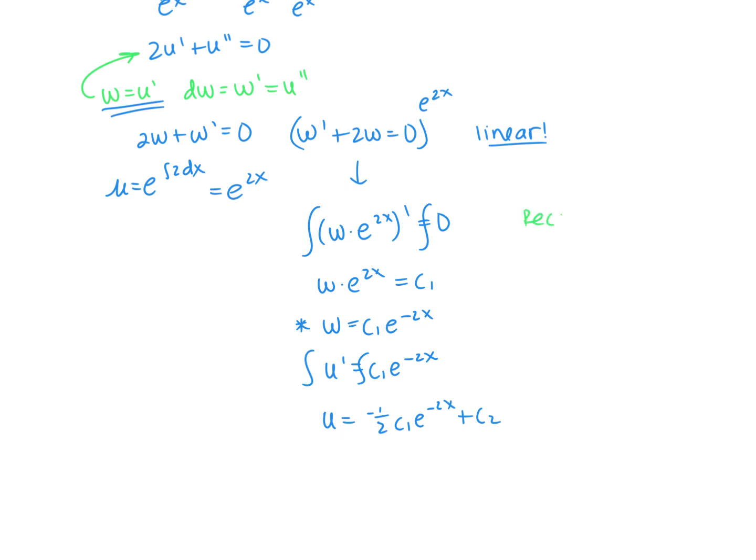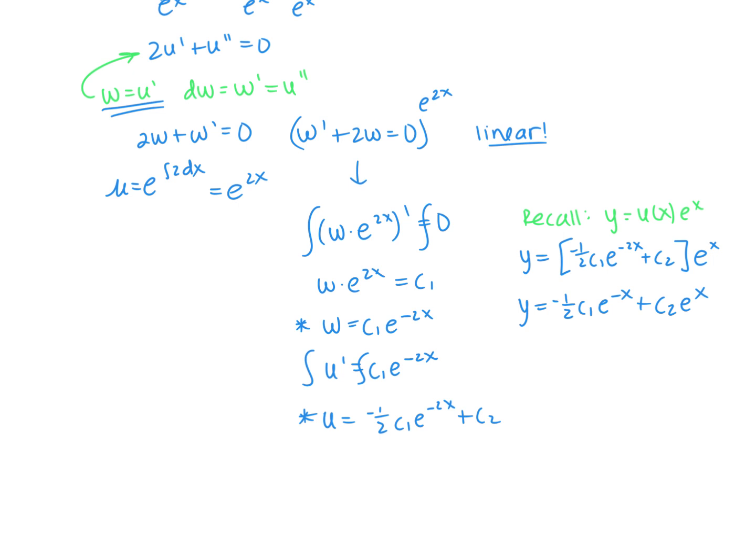And then if we recall from the beginning, we defined y to be u of x times e to the x. So substituting in this u we just found, we get our y to be negative 1/2 c1 e to the negative 2x, add c2, all of that multiplied by e to the x. So simplifying, that becomes negative 1/2 c1 e to the negative x, add c2 e to the x.